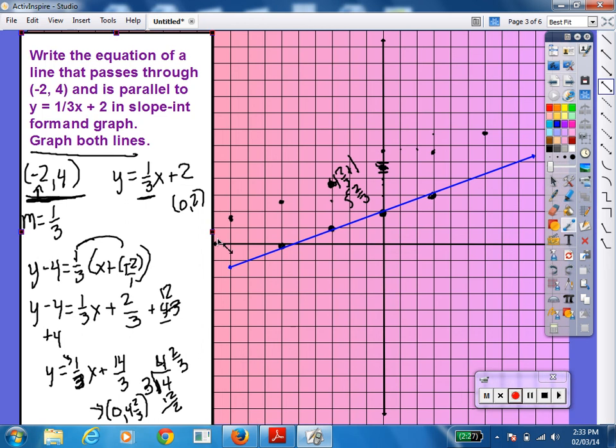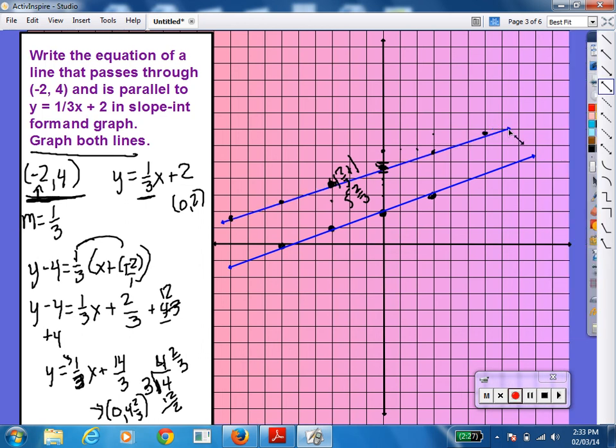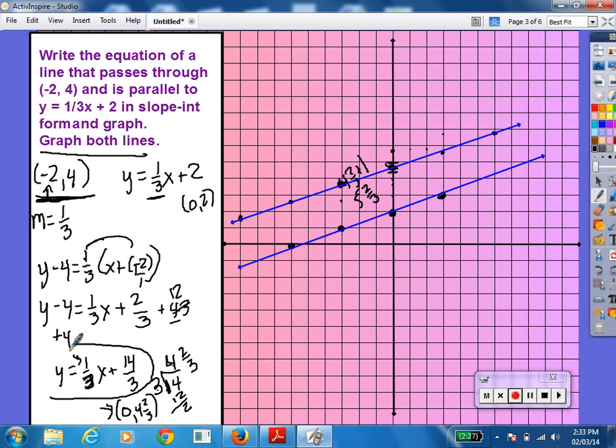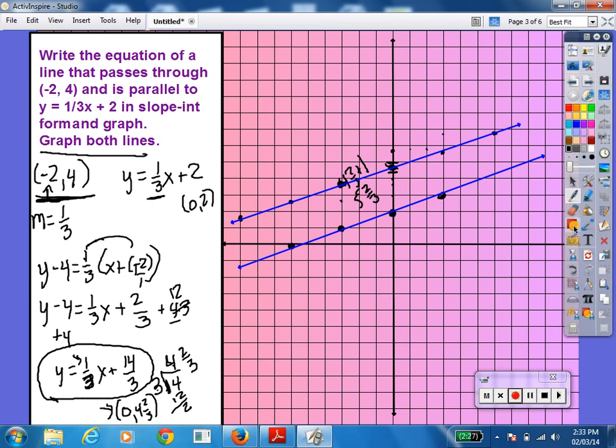But that's all right. It still gives us a really good indication of there's beautiful parallel lines, and they're written in slope-intercept. And this is totally fine written in this way. But again, when you get fraction answers, you might want to make sure that you write it as a mixed number.